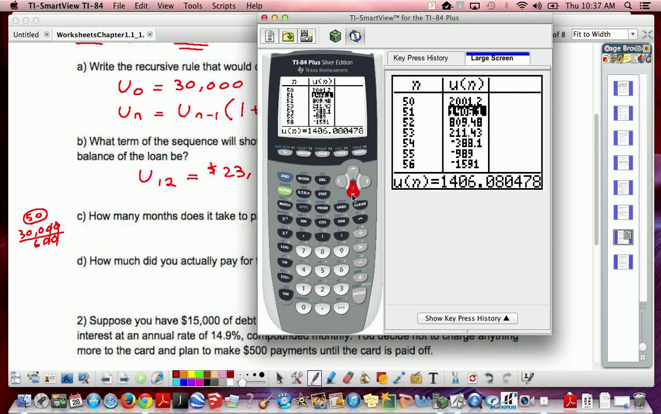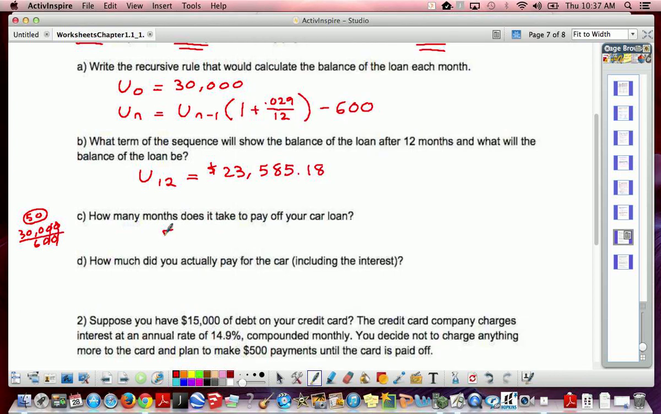So as I keep on going, a lot of students will stop right here and say, well, it takes 53 because, that last payment. I've actually made 53 payments and I still owe $211.43. So it actually takes, you go to the first negative, 54 months. So this is one of the key pieces here. So it actually takes 54 months to pay off.